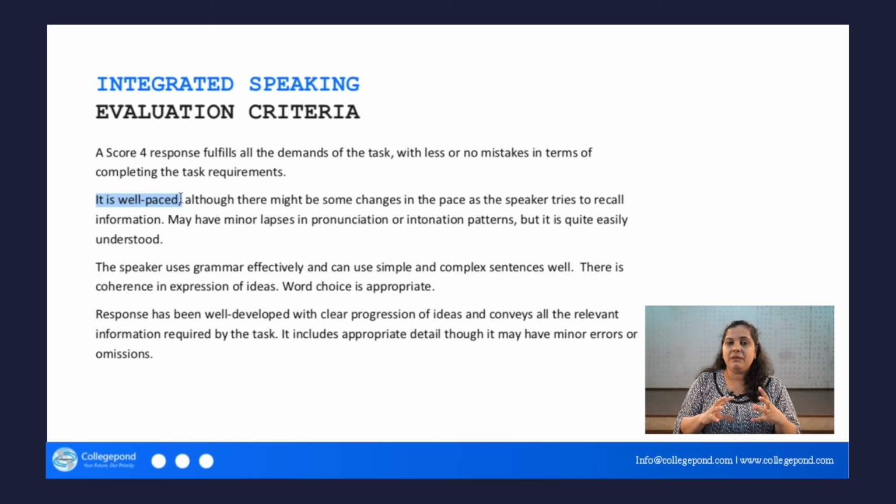But there should not be major and constant inconsistencies. So for example, you cannot be talking in a monotone. You cannot be talking like, "The speaker uses grammar effectively." No, that's not how you talk about it. What will happen is you will get very few points on the intonation aspects of your marking. So make sure that your pronunciation is standard and your pace is well tuned. So keep all these things in mind. The speaker should use grammar effectively to get a score 4.